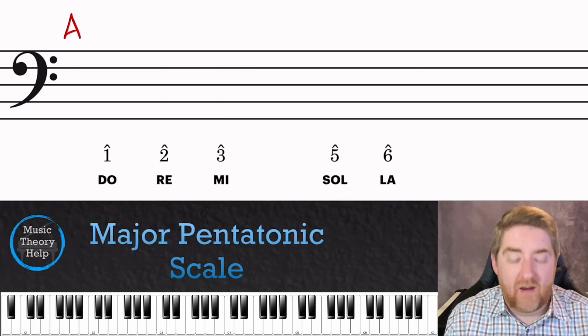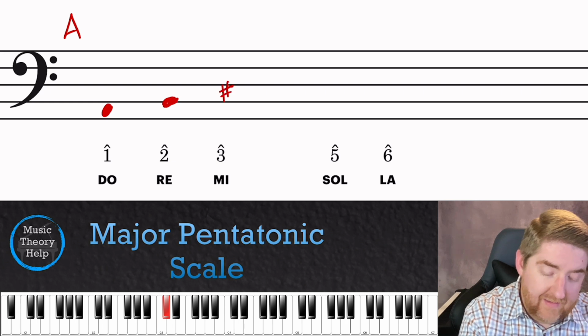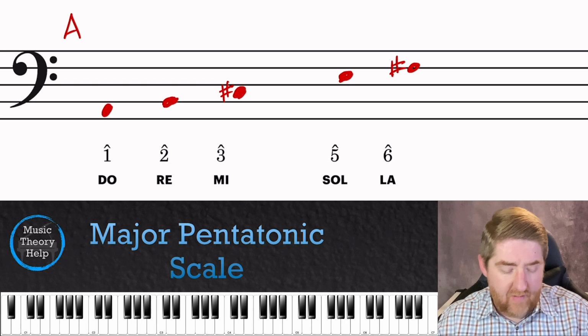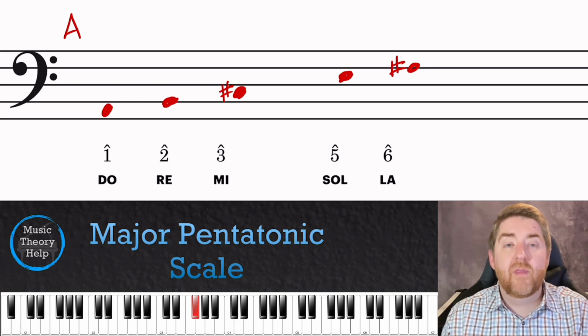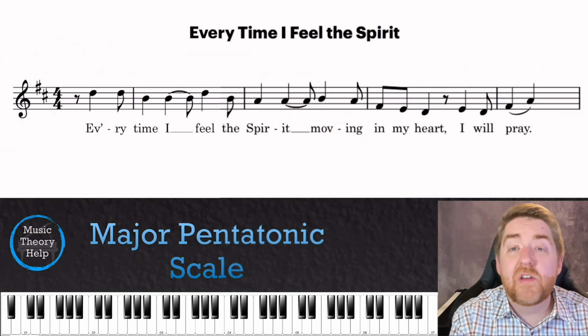A major pentatonic would be A, B, C sharp, E, and F sharp. These types of melodies are very easy to sing. I want to show you an example.